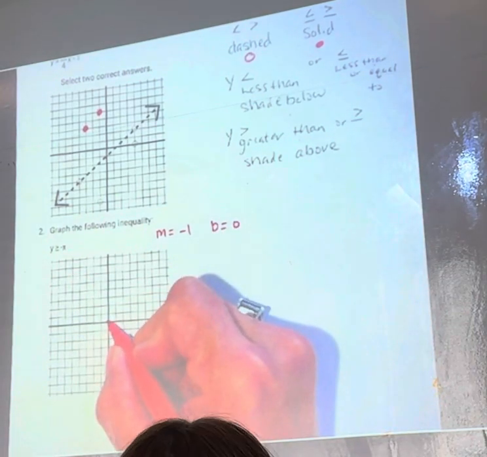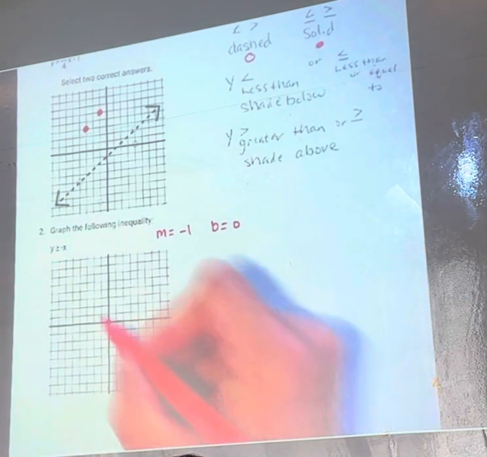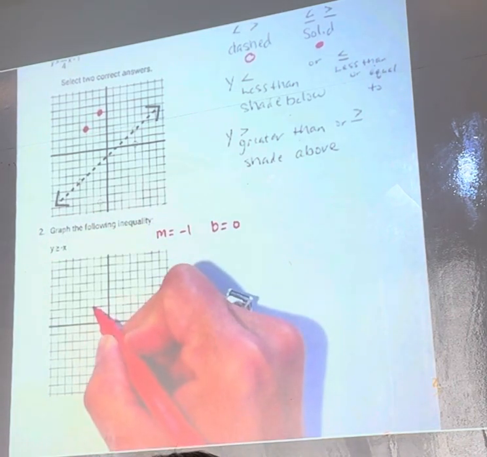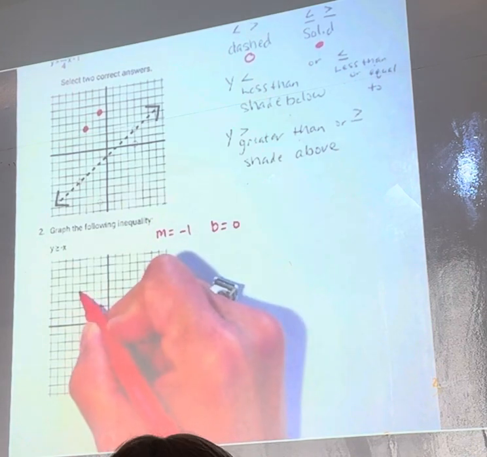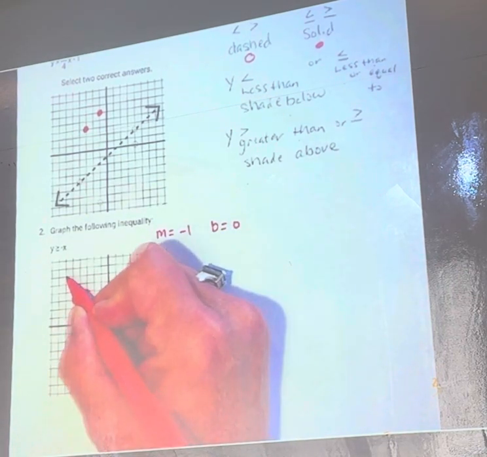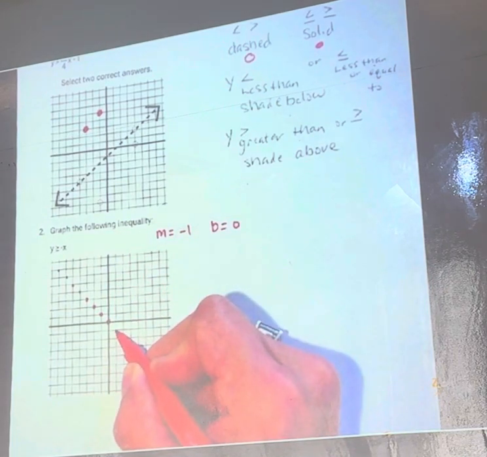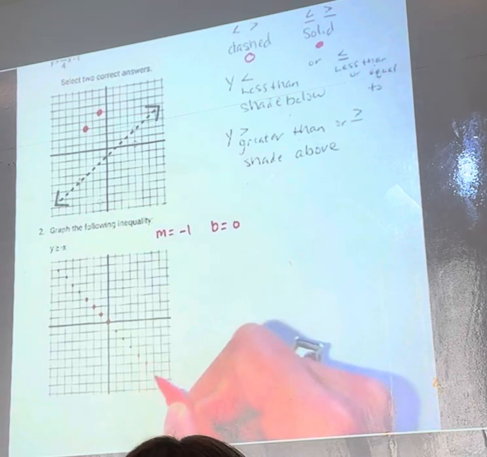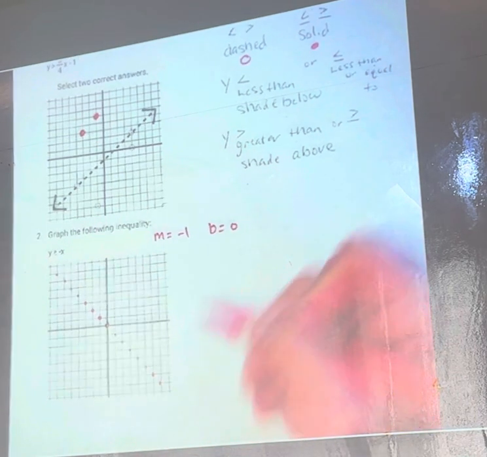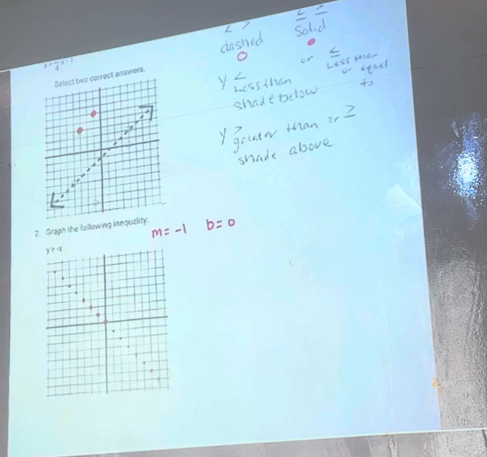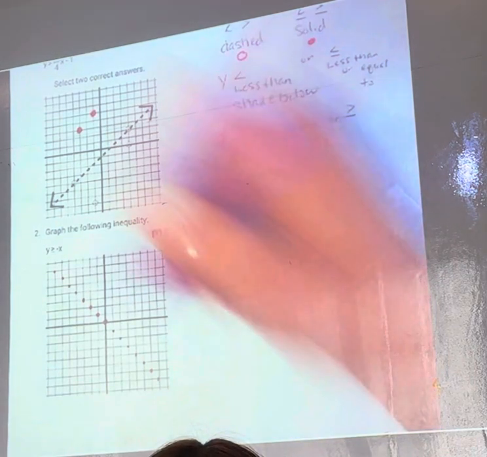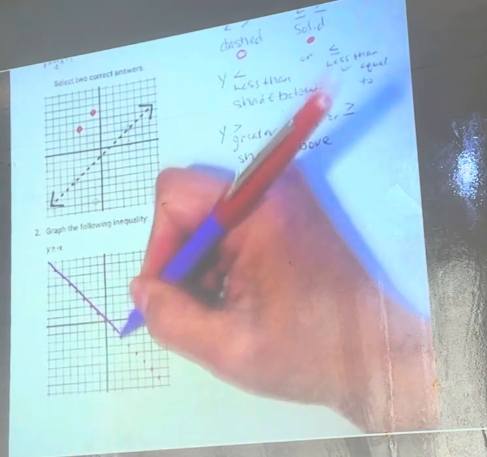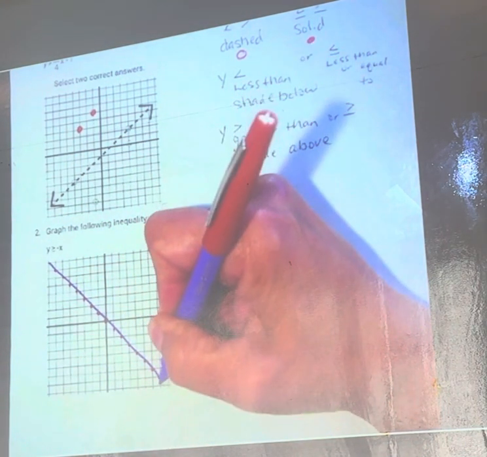So you're going to plot the 0. And your slope is -1, so you're going to go up 1 and over 1 to the left. Or you can put it in your handy dandy calculator and let it give you 2 points. When you're on the computer, you only need to plot 2 points, and then the computer will graph it for you all by itself. Greater than or equal to means it's going to be solid, and it's going to be a line.